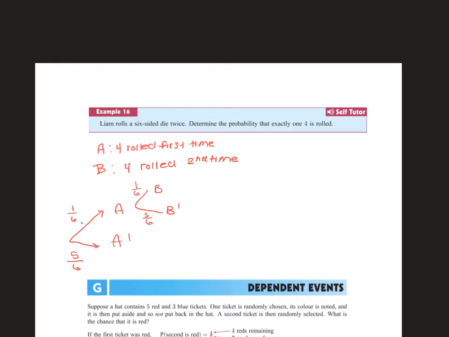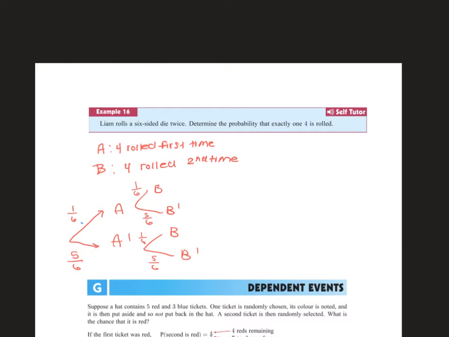Now, you didn't roll the die and get a 4 the first time, but maybe you get it the second time, or maybe you don't get it the second time and you just never rolled a 4 when you rolled the die twice. So you have a 1/6 chance here of getting it the second time and a 5/6 chance of not getting it.